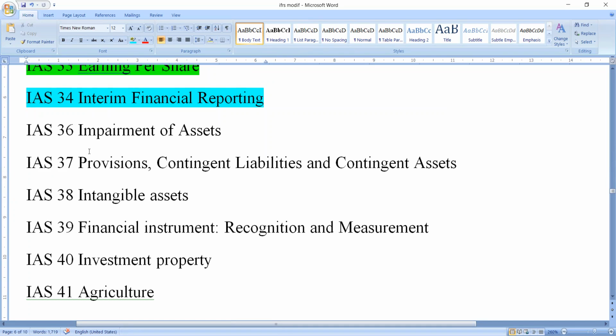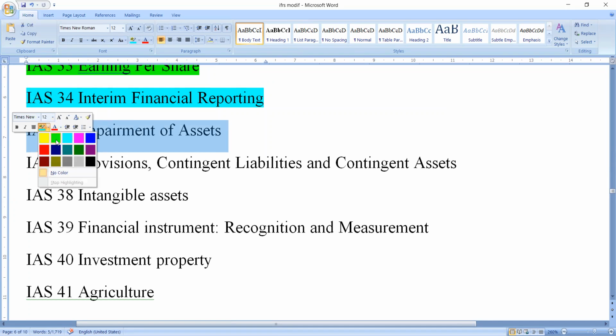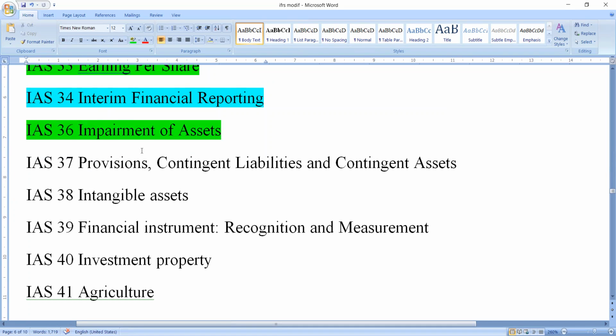And the next international accounting standard is International Accounting Standard 36. International Accounting Standard 36 gives the information relating to the impairment of assets. Impairment of assets is nothing but replacement of assets.